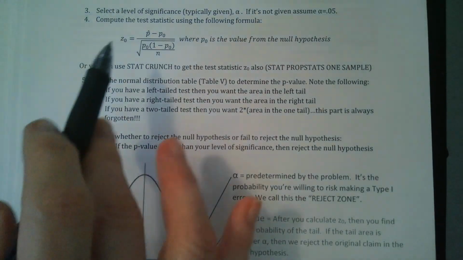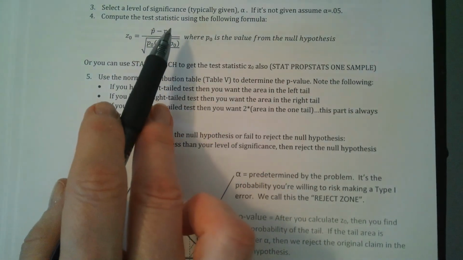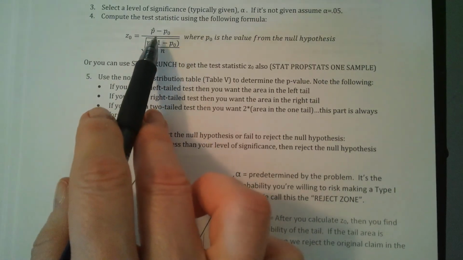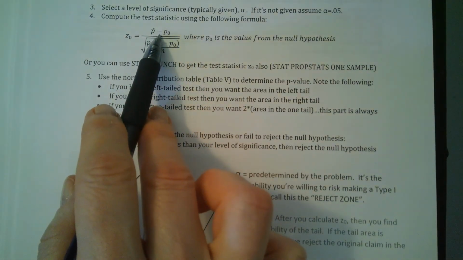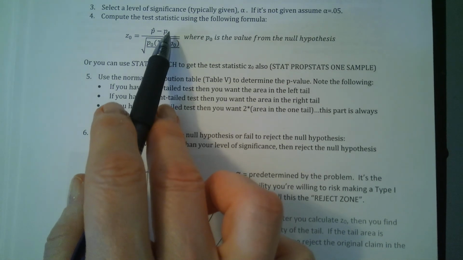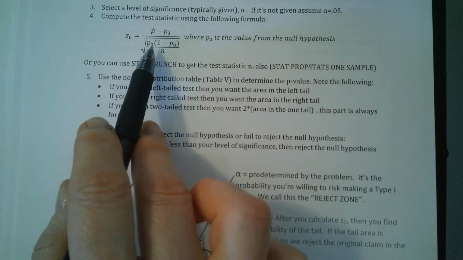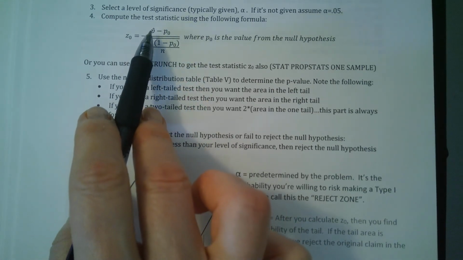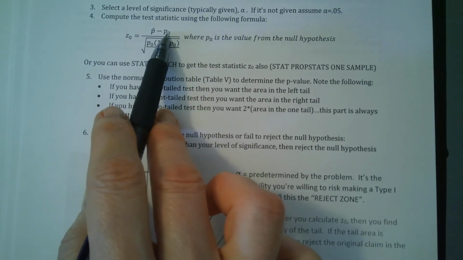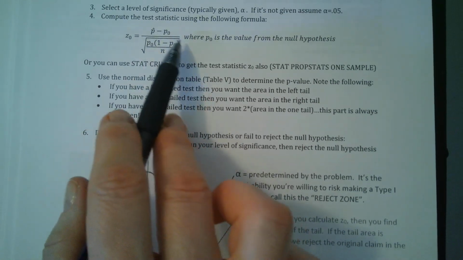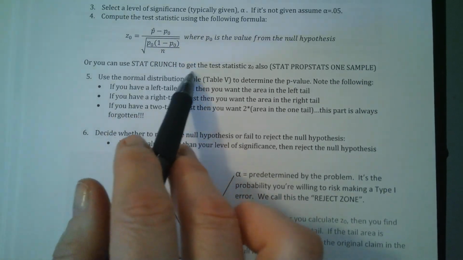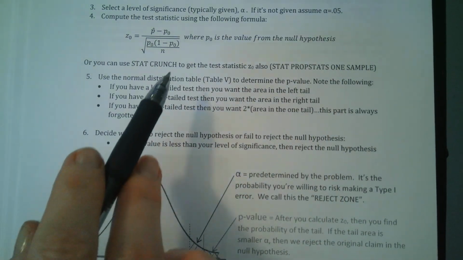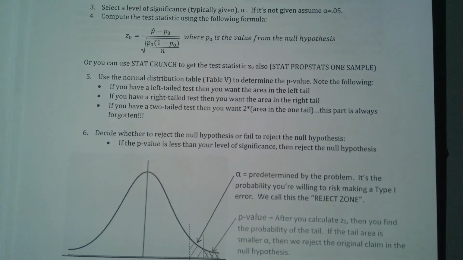Then we compute in step 4 what's called the test statistic using the following formula. You're finding your z. So you take your sample proportion and you subtract the proportion from your original claim divided by the square root of p times 1 minus p over n. That's your standard deviation. Remember, your sample data minus your true average divided by your standard deviation. Or you can use StatCrunch by using proportion stats 1 sample, which I'll do in a future example.